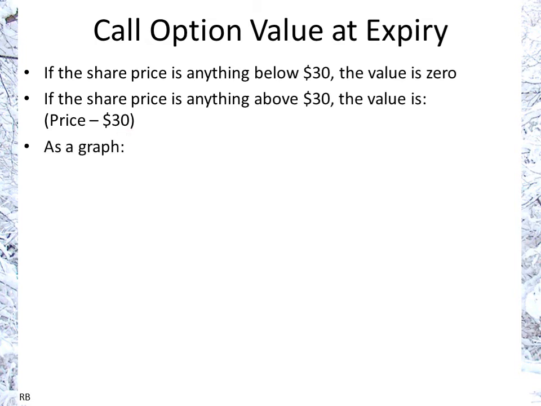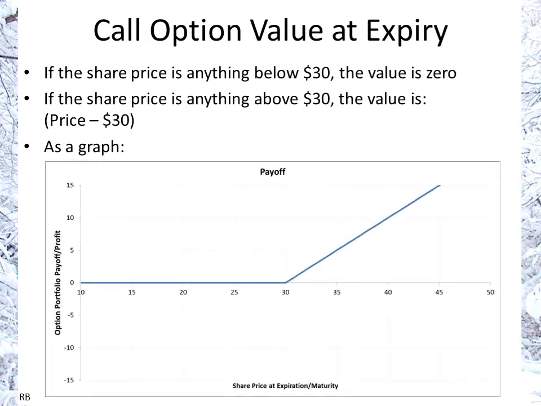So looking at that as a graph, you can see that from a price of anywhere from 0 up to 30, here we have, let me just point out that on the horizontal scale, you have the share price at the expiration or maturity, and on the vertical, you have the option payoff or profit. There's no portfolio in this case. So here we have, from 0 to 30, the option has 0 value when the share is less than 30. And then everywhere that the share is worth more than 30, the option gains in value.